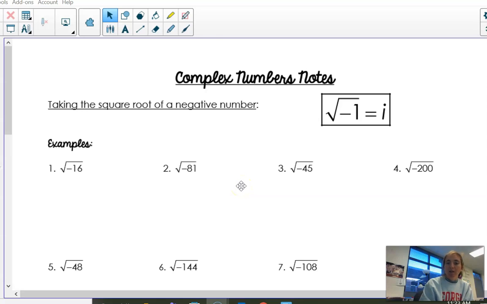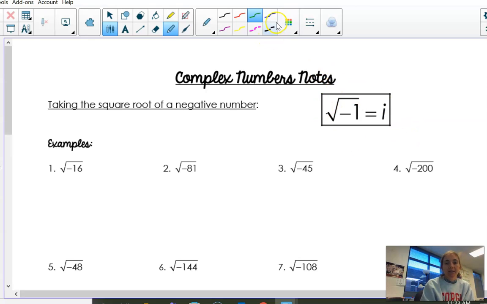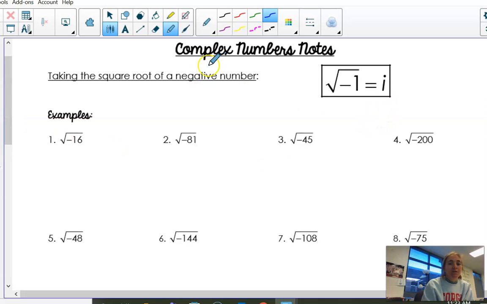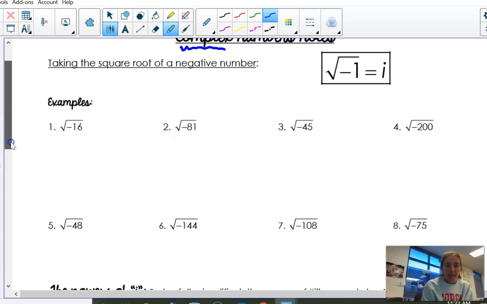All right, today we're talking about complex numbers, which means we get to learn how to take the square root of a negative. The key thing to remember when taking the square root of a negative number is the square root of -1 is i. i stands for imaginary, so we are now introducing complex or imaginary numbers into our math skill set.